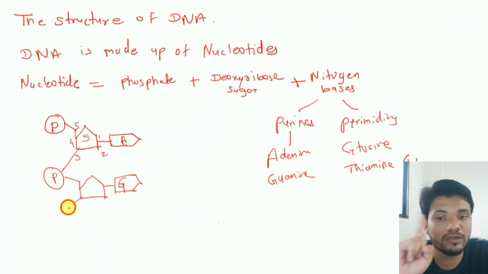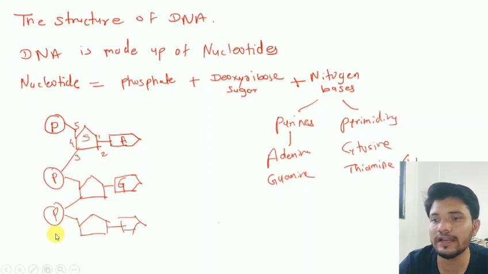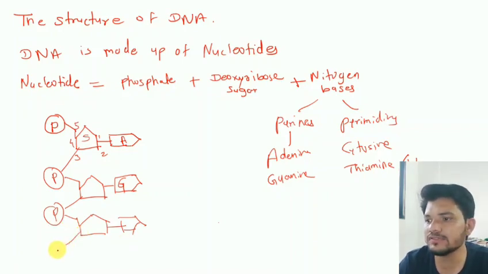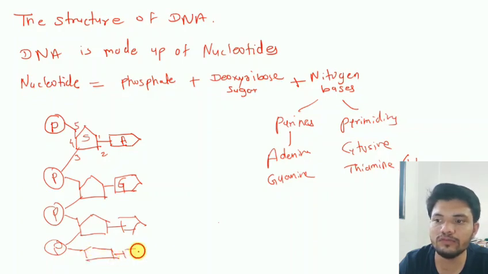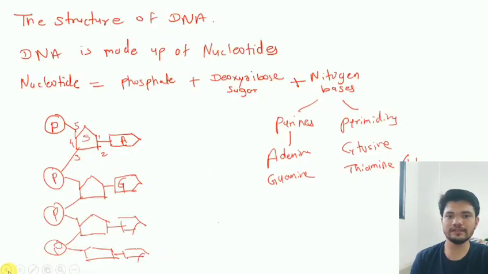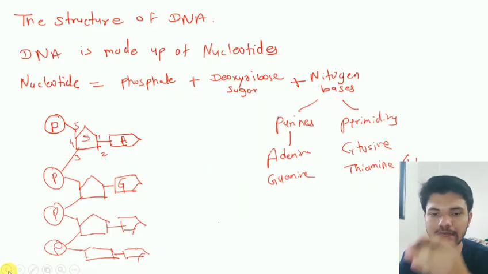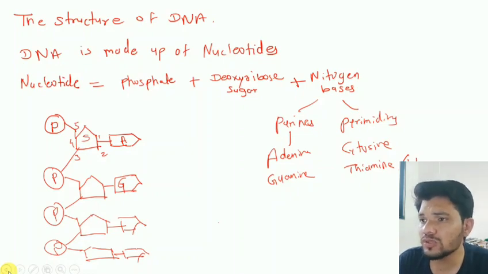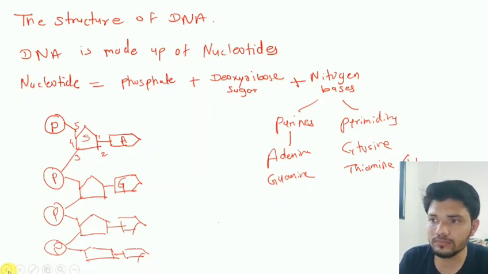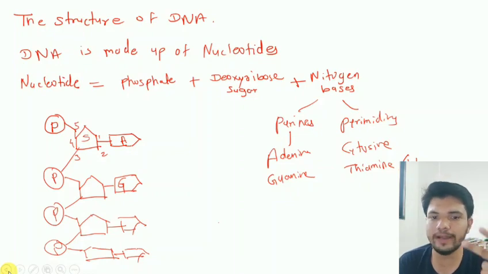In this way, so many nucleotides are joined with the help of a phosphodiester bond between the sugar and the phosphate group. In this way all nucleotides get joined, and what we get is a strand of DNA. This is a single strand of DNA. A DNA strand has two ends.